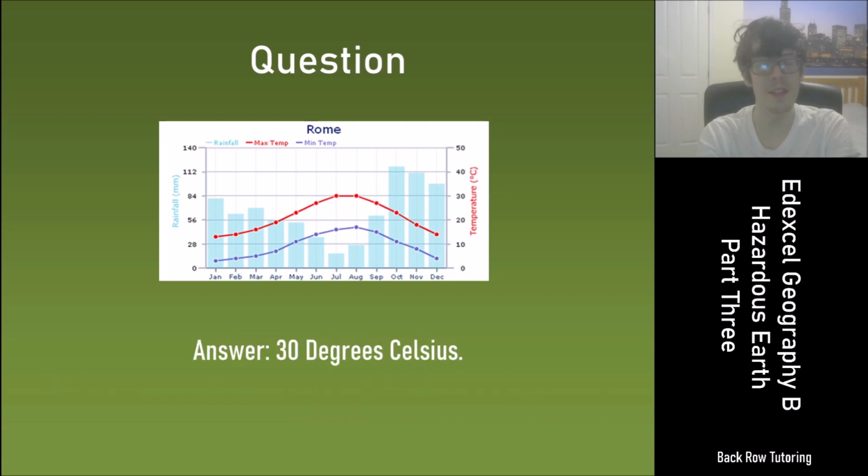Okay, so the answer is 30 degrees Celsius, and we'll know that because this key says that the red line is the max temperature. So if we follow this red line to its maximum here, that's level with 30 degrees. So the answer is 30 degrees.